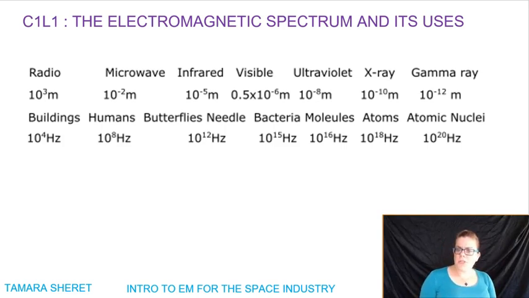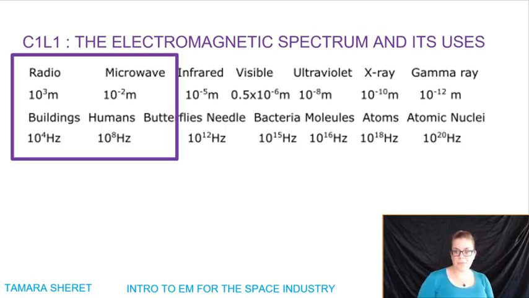So the bit that we're most interested in the space industry is actually the radio and the microwave section. We use these for space communications, radar, etc. It's our favourite bit of the spectrum. So we're at the long wavelength, low frequency end.